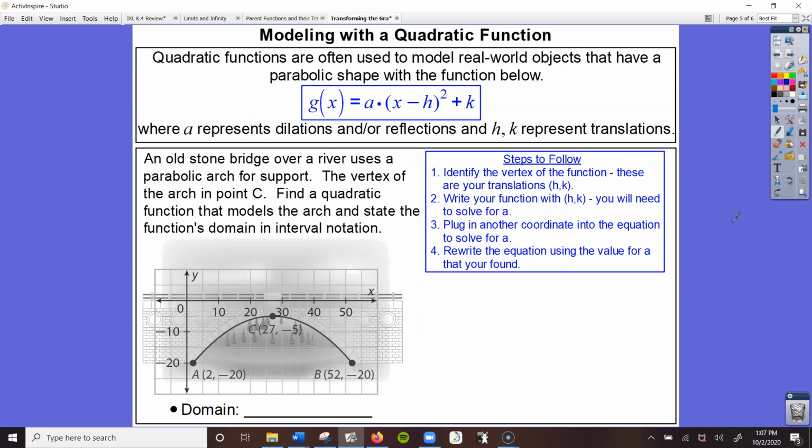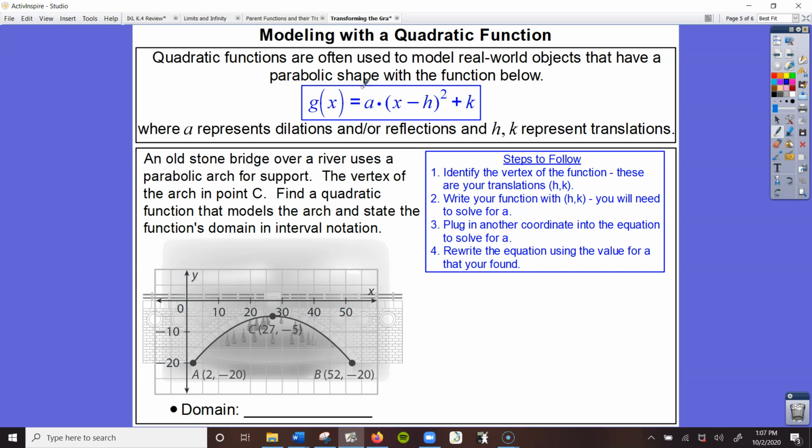Now we're ready to work backwards. So instead of trying to graph a function, we are going to be given the graph and we have to come up with the equation. Now the general form for a quadratic, a transformed quadratic, is g of x is equal to a times (x minus h) squared plus k.